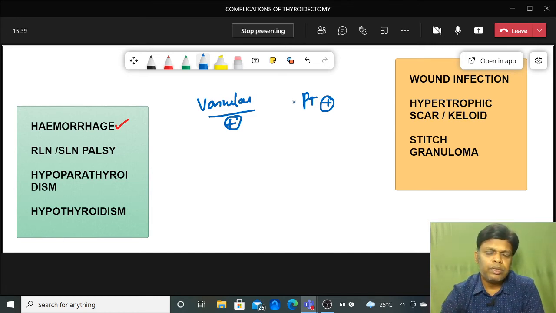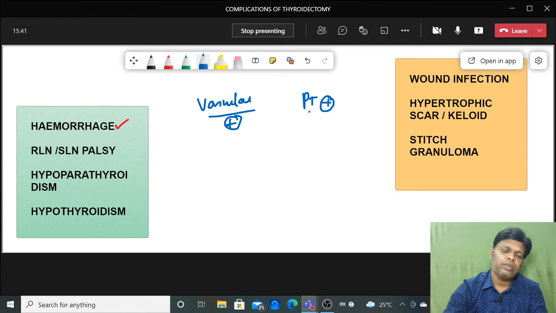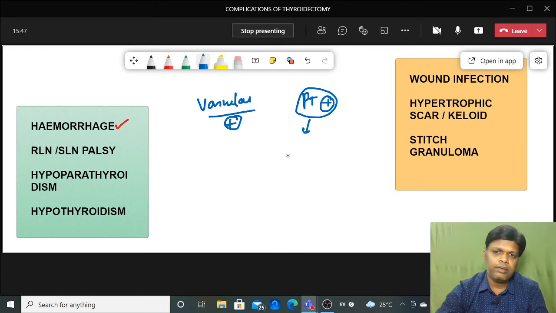So what will you do? Suppose you accidentally removed the parathyroid gland. You can implant this parathyroid gland into the sternocleidomastoid muscle, or into the forearm muscle of the opposite side.